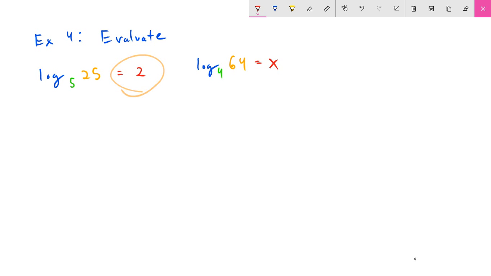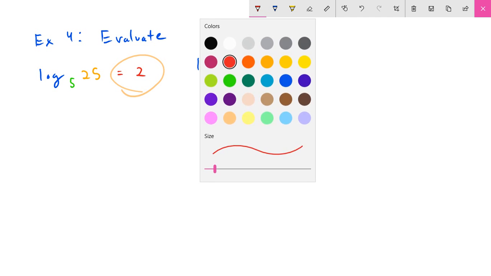Then change this to exponential form. What would this be in exponential form? Four to the x equals 64. And now doing it this way, you can really visualize what you're trying to find. So now you can see you're trying to find the exponent. What would the answer be? 4 times 4 is 16, times 4 is 64. Times 4 again is 256. That's 3. And so in this case, your answer is 3.